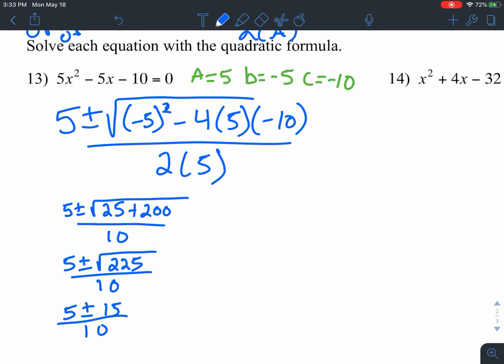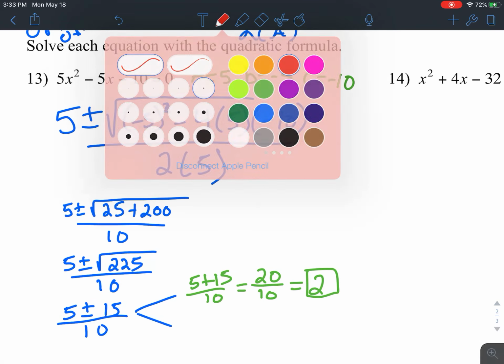Put it over 10. Then here's where we would split it into two problems. Remember, I did a green one where it's 5 plus 15 divided by 10. So I'll do that real quick. 5 plus 15 is 20. 20 divided by 10 is 2. So one of my answers is 2.